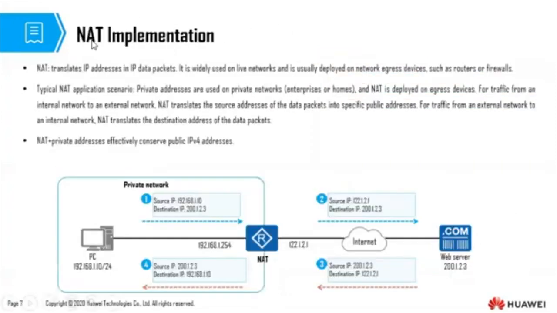Okay. So NAT implementation. What NAT does is to map. NAT maps public to private IP addresses. So it translates IP addresses in the IP data packets. Now, NATing is widely used in live networks, and normally it is deployed on the network egress device, such as the router or the firewall.